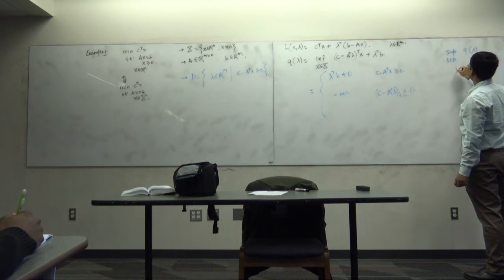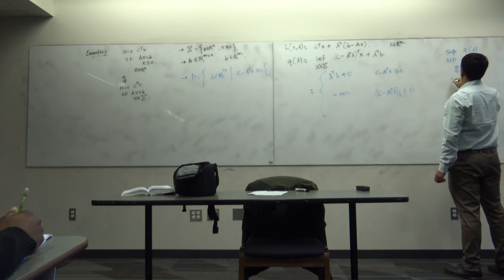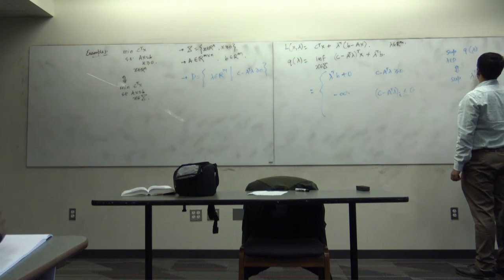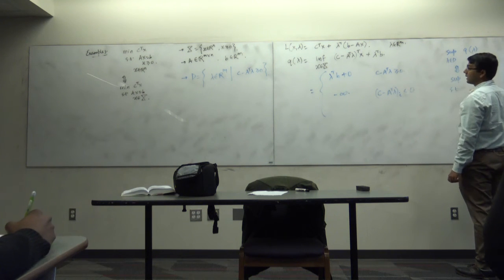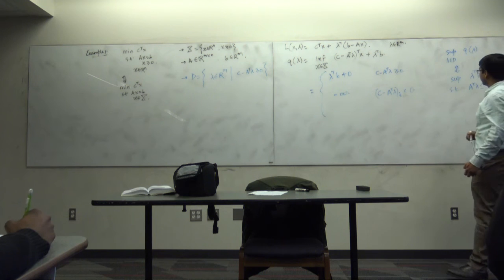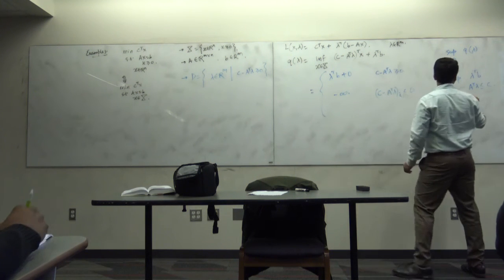Which is the same as the supremum of lambda transpose B such that A transpose lambda is less than or equal to C, lambda in R^n.